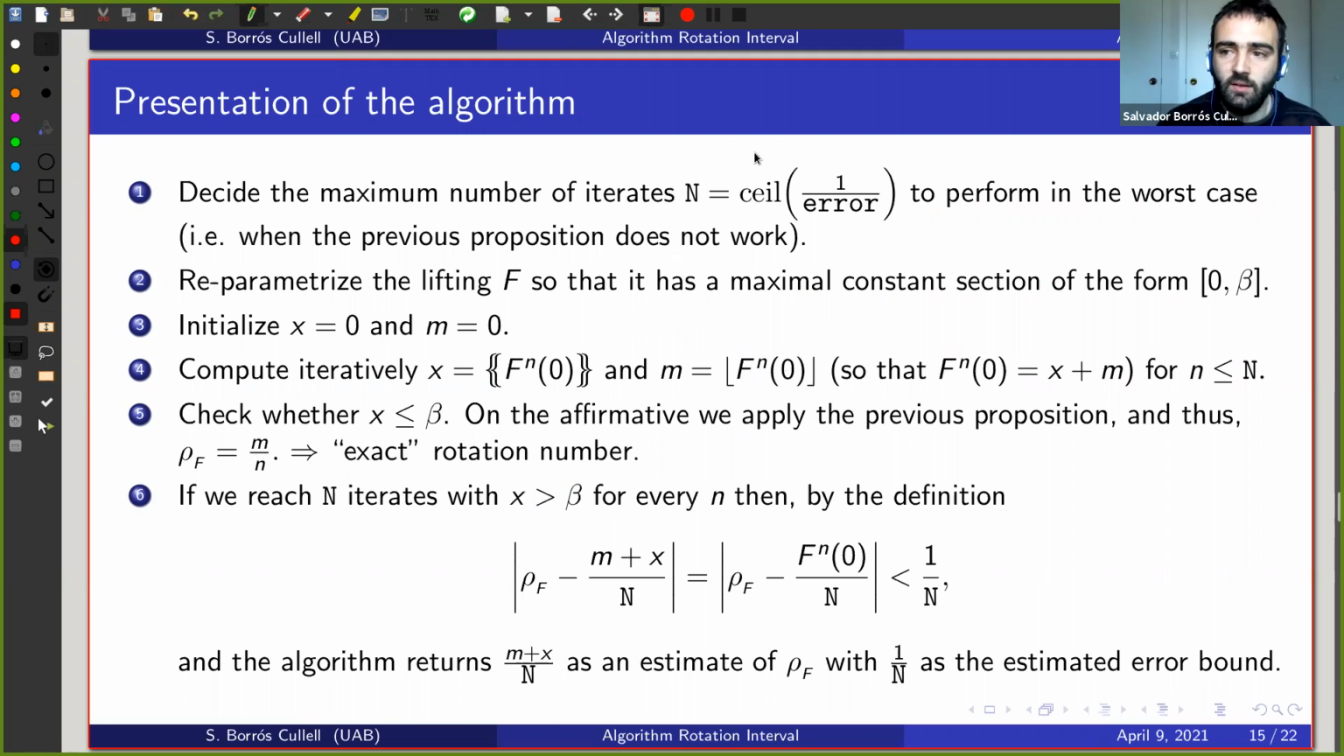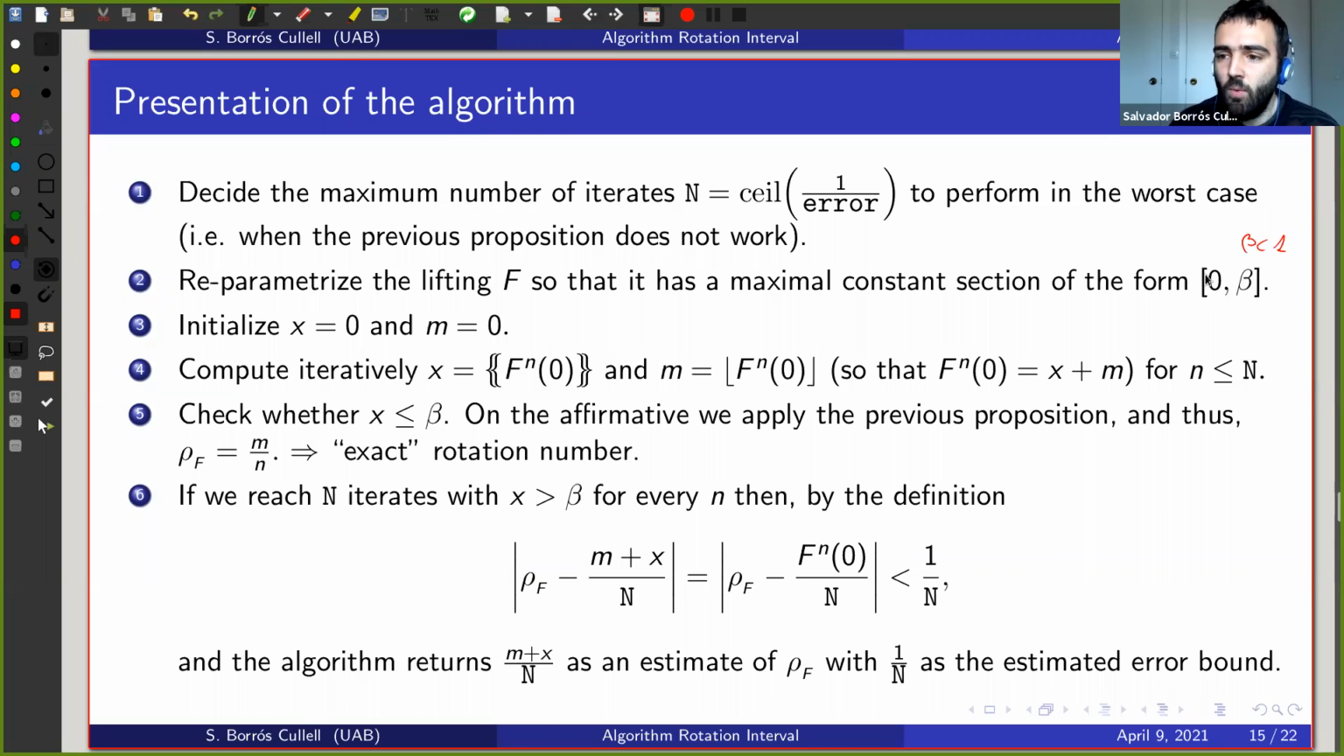Using the naive algorithm and this proposition, we can piece together a dual algorithm, so to say. This algorithm will try to find the rotation number in an exact manner using our proposition, and if it fails, it will just reduce to the naive algorithm. So first, using the error estimates of the naive algorithm, we set a maximum error, and then we compute the number of iterates that we would have to do to get this error. Then we reparameterize the lifting so that the constant section that we have chosen to iterate has the form [0, beta], and of course, beta is less than 1.